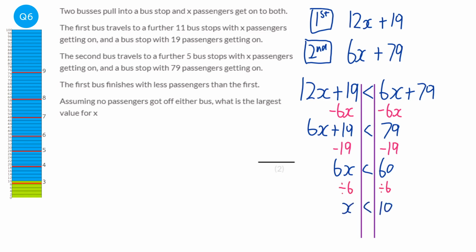Now, it says here, assuming no passengers got off either bus, what is the largest value for x? Now, it is tempting to write down 10, but it says x has to be less than 10. So the biggest number we can get that is less than 10 is 9.